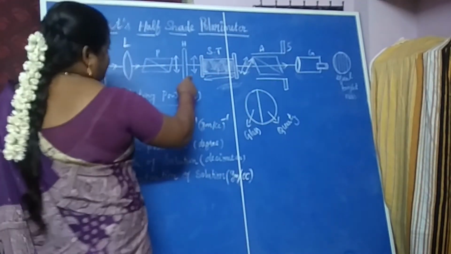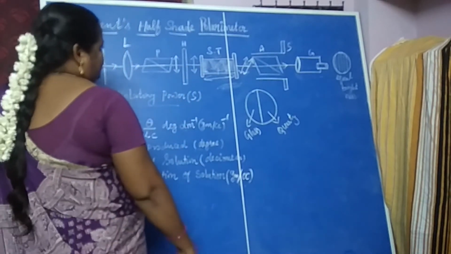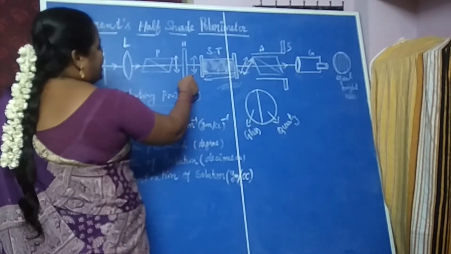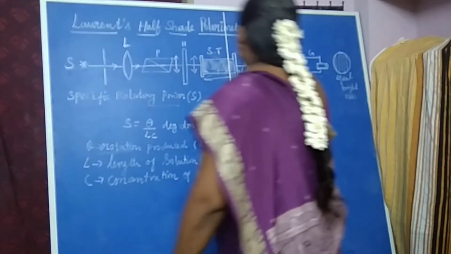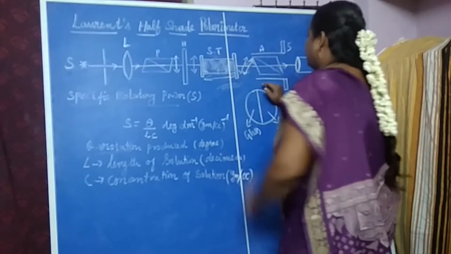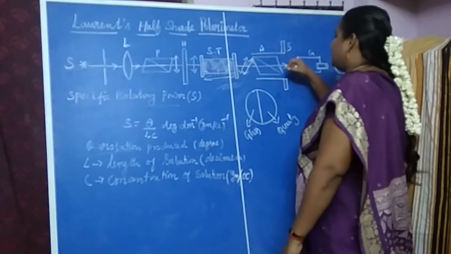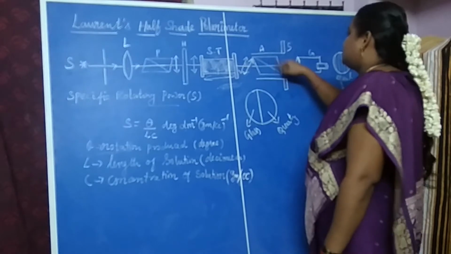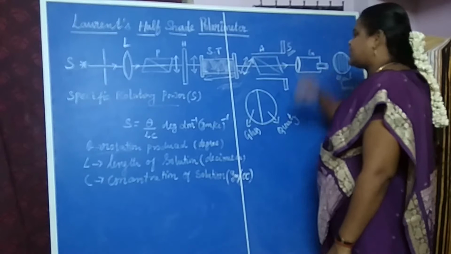Then after passing through this half-shade device, the plane polarized light passes through the optically active substance. This optically active substance rotates the plane of polarization through a certain angle theta. This angle is read out from the analyzer. So that we get a clear image, we have to rotate the analyzer. So how much are we rotating? The angle of rotation is measured using the scale S.